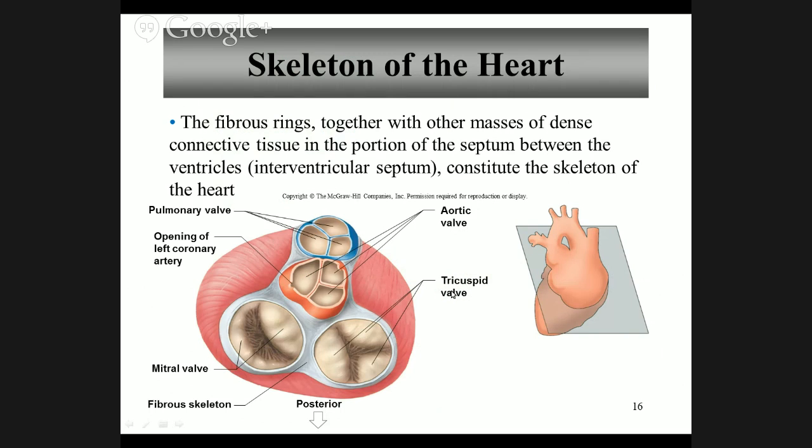The skeleton of the heart is the fibrous rings that come together in the portion of the septum between the ventricles, and that constitutes the skeleton. So everything's encased in the skeleton, the valves and the openings to the arteries.